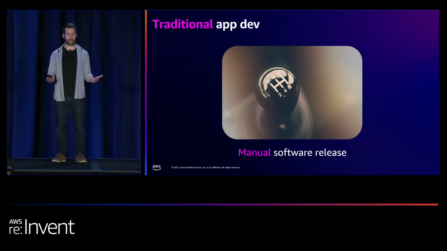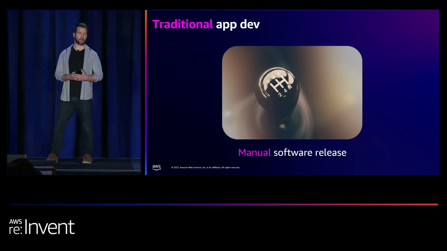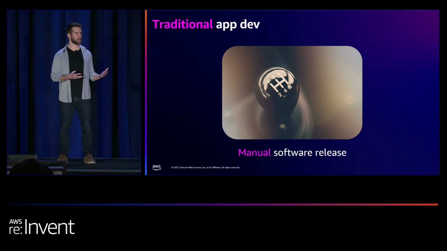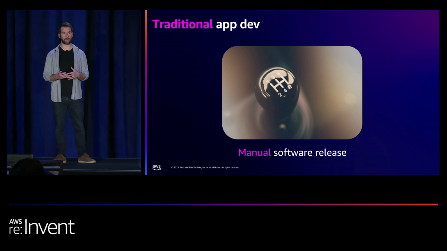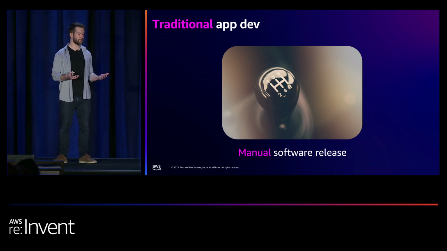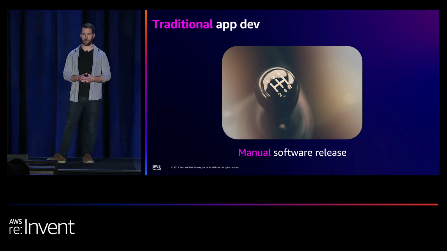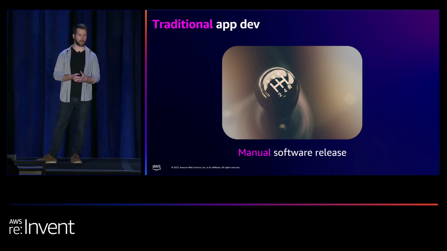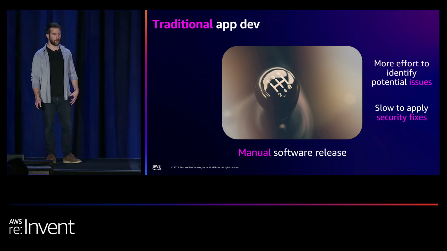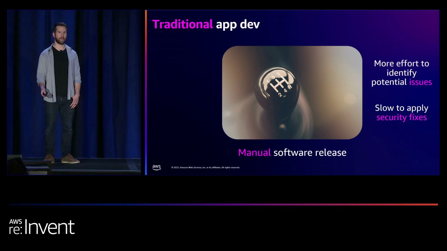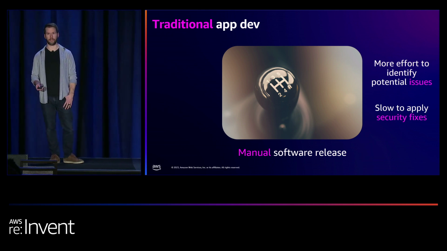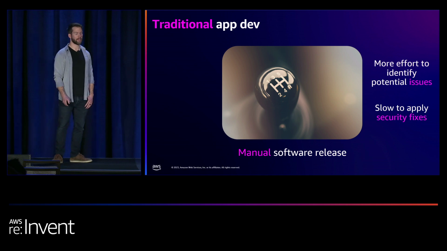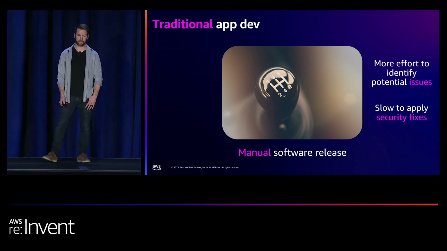So in traditional application development, manual software release processes are fairly common. You'll have developers and operation teams, often operating in silos, that are manually building, testing, and deploying their software changes. Now, often, this manual interaction requires manual approvals and handoffs, making the process slow, error-prone, and relatively resource-intensive. When it comes to security, this requires more effort to identify potential issues, and the slower deployment also slows the ability to apply security fixes, leaving the application insecure for a longer period of time.